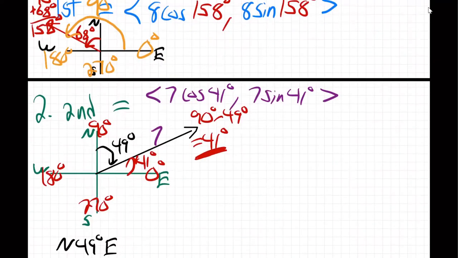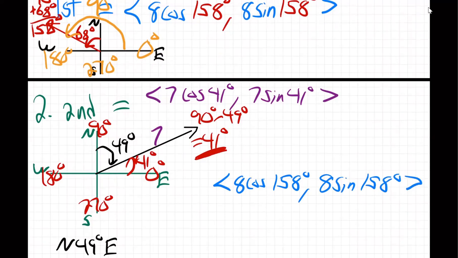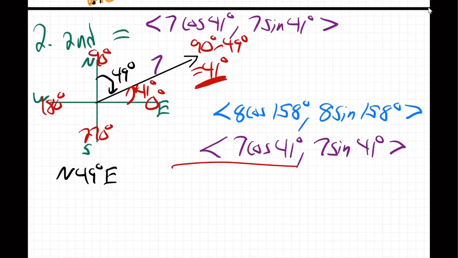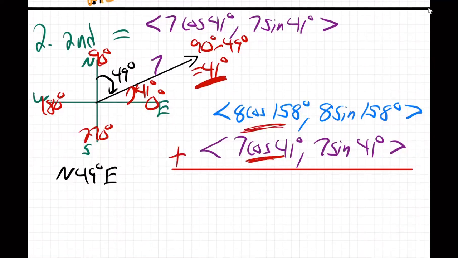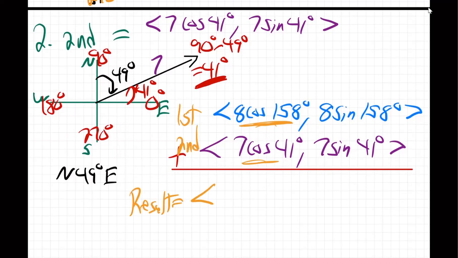Let's bring it on down here. So I'm going to take the 8 cosine 158, 8 sine 158, and then the second part, which was 7 cosine 41, 7 sine 41. And I'm going to add these together. So I'm going to add the x with the x. First off, let's do that. The x with the x. This is the first vector and the second vector. And the result, add them up. Just hit the buttons on your calculator, add the x with the x. Make sure you're in degree mode. I'm getting -2.1345.